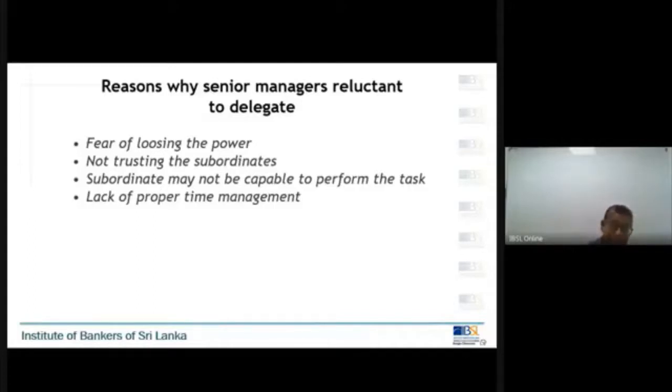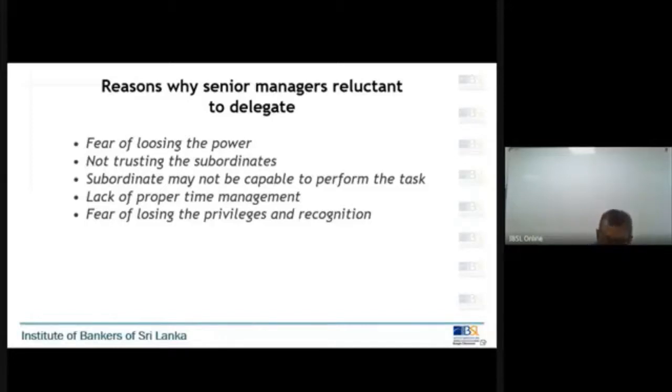So another reason, lack of proper time management. You take more time to do that job. So due to these certain reasons, right? And another one is, as I explained to you, losing recognition, right? People talk about that person rather than the manager. So these are some of the reasons why senior managers are reluctant to delegate, right? I think now you have an idea about what delegation is, right?